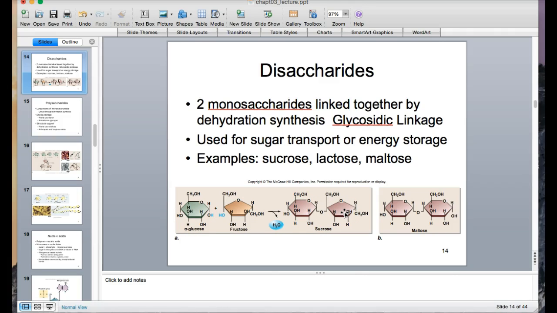Sucrose itself is common table sugar. It's the transport form of sugar in plants. The one we see over here is maltose. Maltose is often found in animals, and that is when you have glucose bonding with another glucose molecule. So that would be a dehydration synthesis reaction involving two glucose molecules.